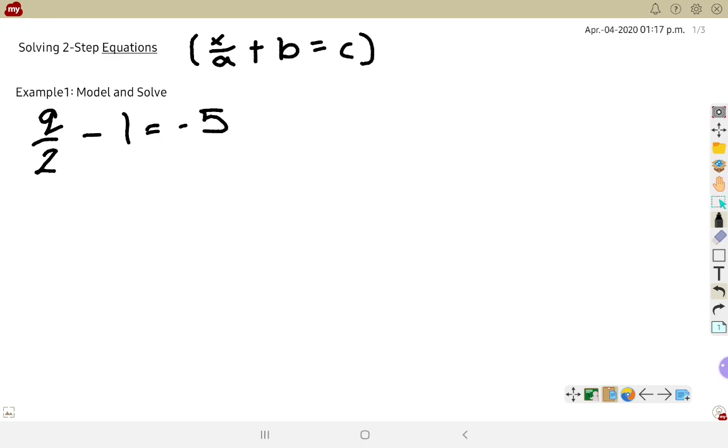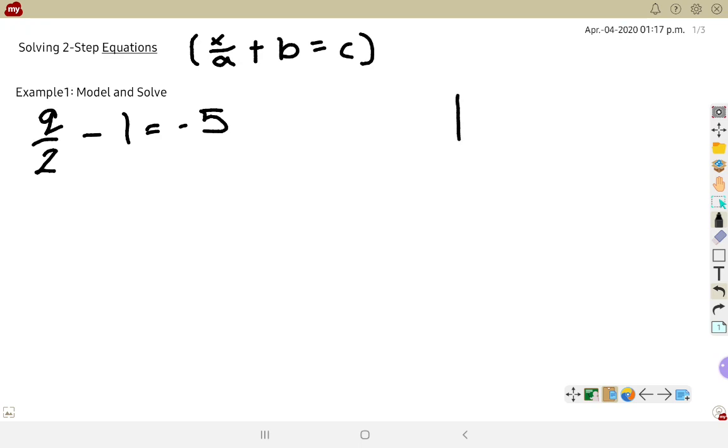So we're going to continue solving two-step equations, and we're going to look at it where the coefficient for x happens to be in the denominator of a fraction instead of multiplying x in front. Okay, so for the first one, if I've got q over 2 minus 1 is equal to negative 5, what I'm going to do to solve that is I'm going to start off with our models.